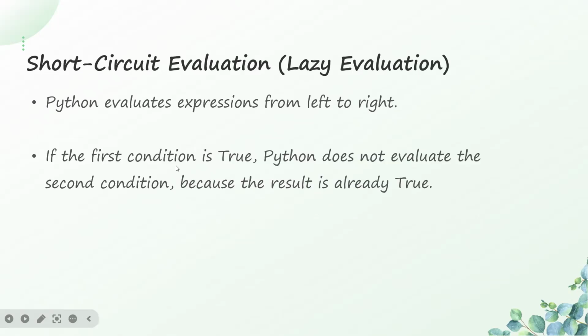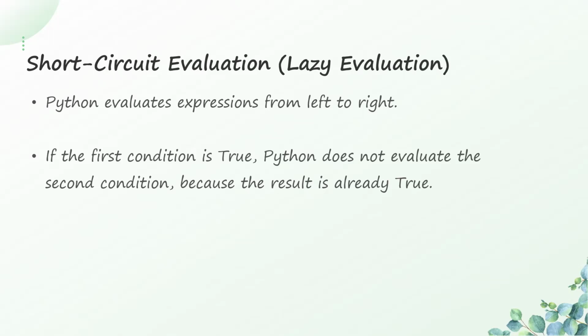So for the OR operator, if the first condition is true, Python doesn't evaluate the second condition, because once one of them is true, it will return true. There's no need, since the first one has returned true, it will go on and return true. For the AND operator, if the first condition is false, there's no need to evaluate the second condition. If the first condition is false, it will automatically return false.